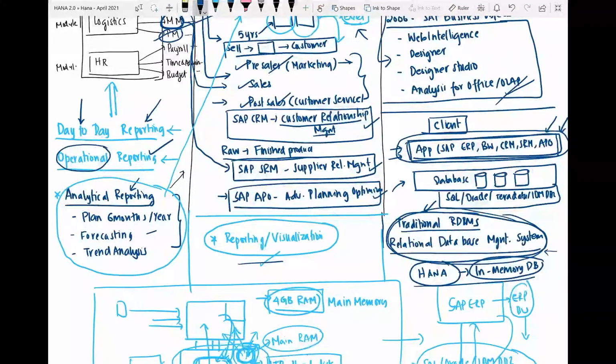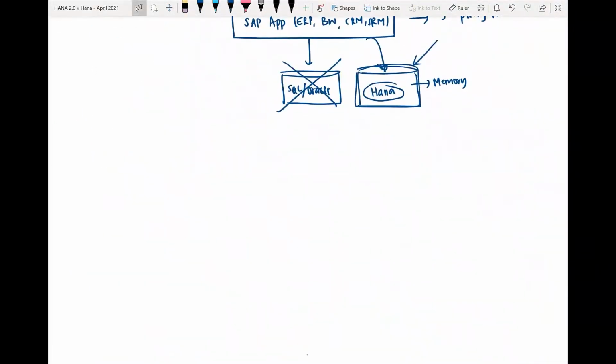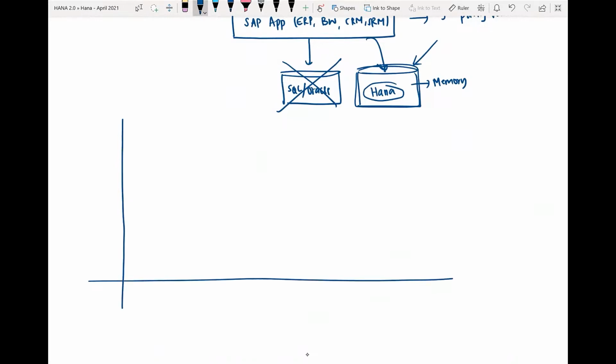And then once SAP HANA was created, if you look at the roadmap, if I were to draw a line graph with time in it, let's say 2010, 2012, 2014, 2016, 2018, 2020 going forward.